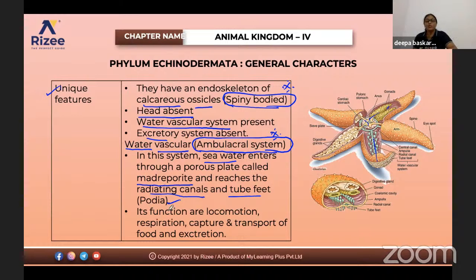What is the major function of these podia? Their function is for locomotion and respiration, because water is circulated throughout the podia. It also captures food, because it will be lengthy and rotatable. And again, transport of food and excretion. So all the functions are carried out by these podia.